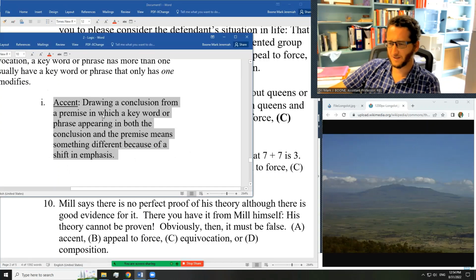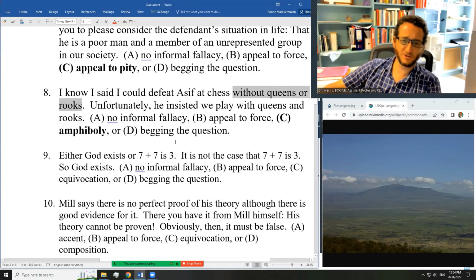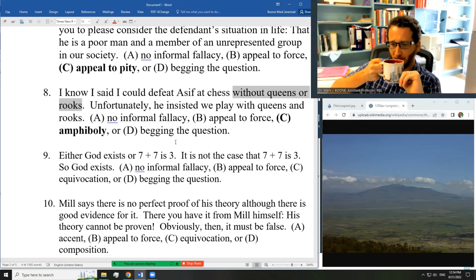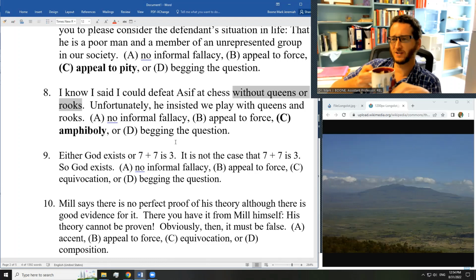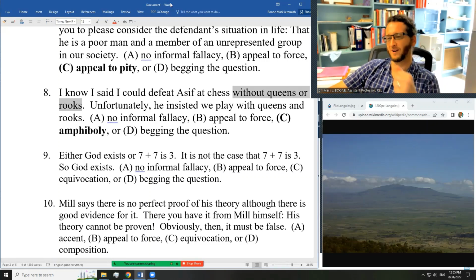But I think maybe accent makes sense, drawing a conclusion from a premise in which a keyword or phrase means something different because of a shift in emphasis. So here the shift in emphasis would be, in the first sentence, the phrase without queens or rooks emphasizes how easily I can supposedly beat him. And in the conclusion, we're taking it to have emphasized a particular way of playing. So this is why I had fun, but also sort of hated that one in the textbook, because I had a hard time classifying what kind of fallacy this was.